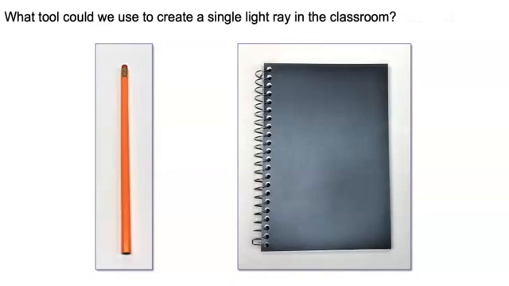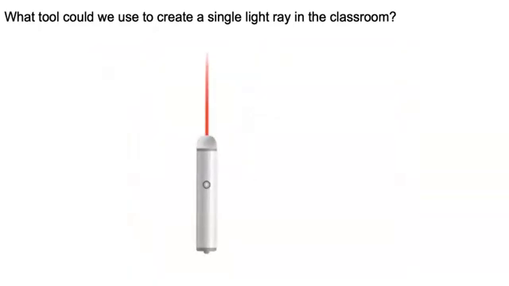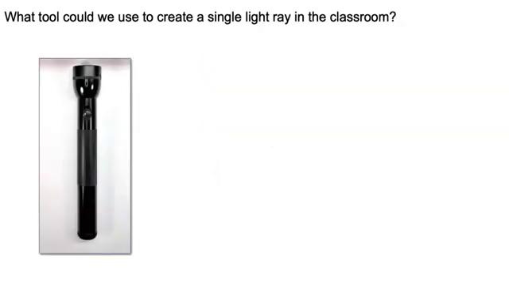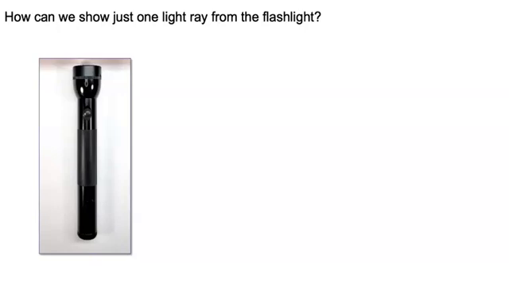What tool could we use to create a single light ray in the classroom? We could use a laser pointer. It makes one ray of light that we can point at something. But a laser pointer could be dangerous. It could damage a person's eyes. Maybe we could use a flashlight instead. How can we show just one light ray from the flashlight?